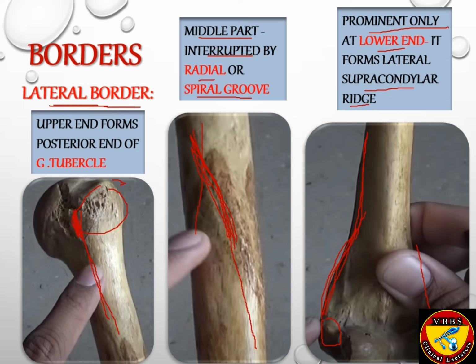So again I repeat, the lateral border starts from the posterior end of the greater tubercle. At the shaft it is ill-defined and it is interrupted by the radial groove. At its lower end it is more prominent and forms the supracondylar ridge.